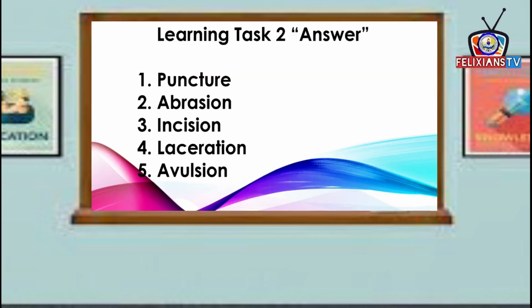For learning task 2, answers: Number 1, puncture. Number 2, abrasion. Number 3, incision. Number 4, laceration. And number 5, avulsion.